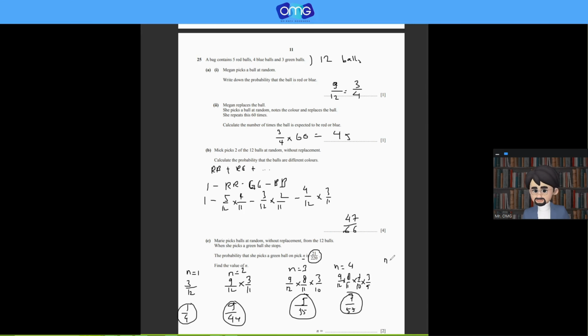How about n equals 5? n equals 5, that will be 9 over 12, 8 over 11, 7 over 10, 6 over 9, times the one green, which is 3 over 8. Let's count that. And that equals 21 over 220. So the value of n will be 5, and that's the answer.